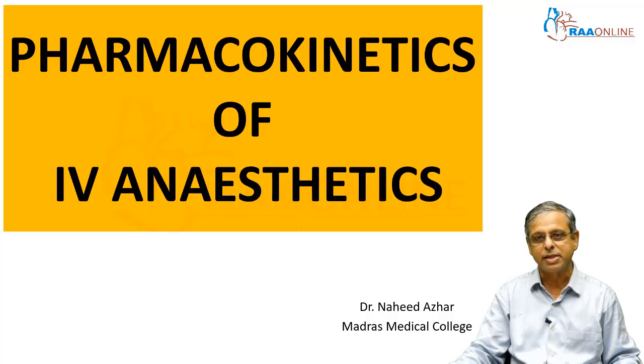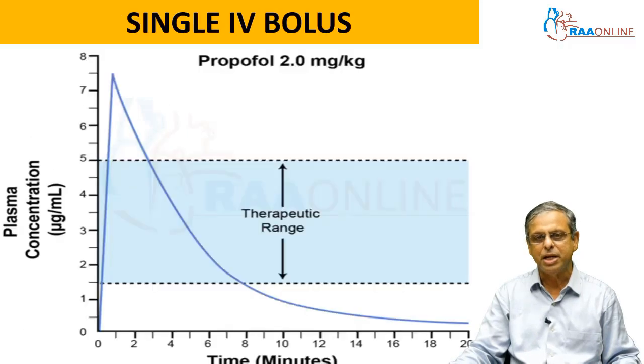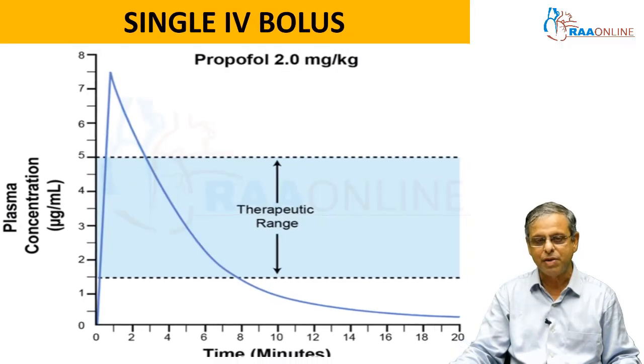Today we are going to examine the pharmacokinetics of IV anesthetics, and we're trying to figure out if the knowledge of pharmacokinetics of IV anesthetics can help us deliver safer and better anesthesia to our patients. So the search for an ideal IV anesthetic continues. We are looking for certain features that will make our anesthesia safe, and the ideal IV anesthetic hasn't yet been discovered. But while waiting for it, we continue to use IV anesthetics every day in our clinical practice.